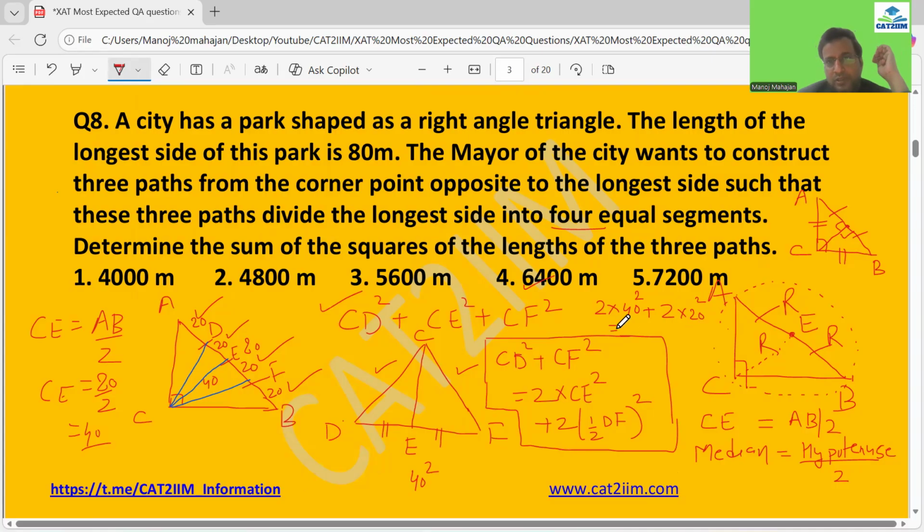So let's calculate this. This comes out to be 3200 plus 800. So what I have is 4000. So don't mark 4000, that would be a good mistake. 40 square also we need to add. So CD square plus CF square is 4000, and when you add 40 square to it, what do you get? 5600. So your answer is option third.